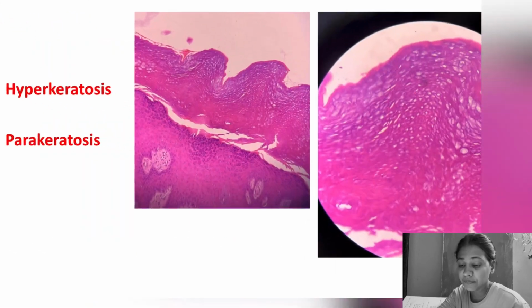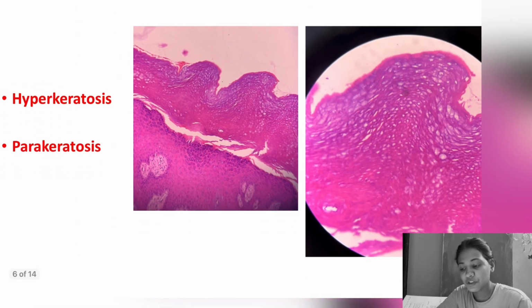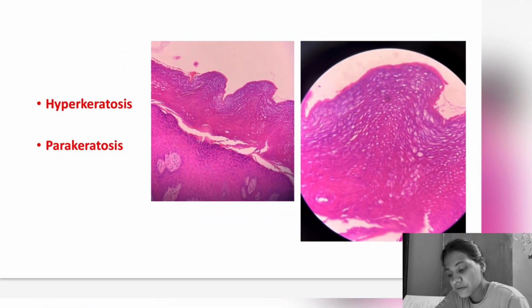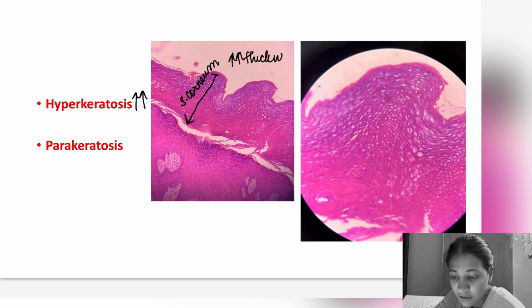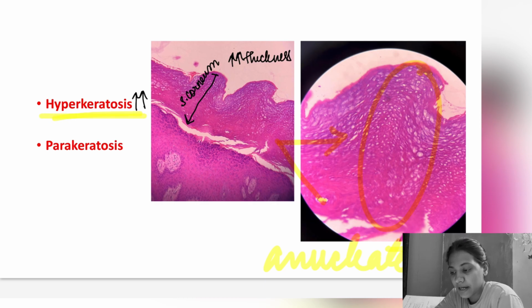These are a few conditions that we see, which is hyperkeratosis. Hyperkeratosis means increased thickness of the stratum corneum. So here it's increased, right? This is the stratum corneum and it has increased thickness, which comes under hyperkeratosis. This is an enlarged high power view, as you can see. The complete layer is anucleate, and this is hyperkeratosis.